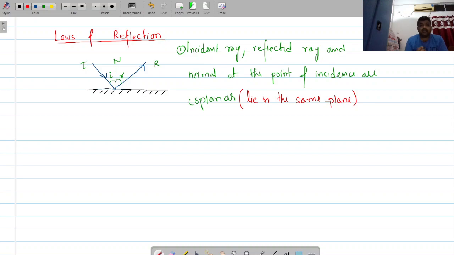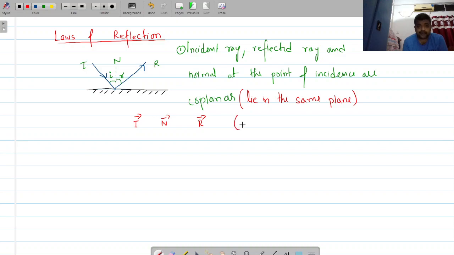Okay, now this is the first law. But what is the mathematical implication of this? The mathematical implication is, suppose I is the vector of the incident ray, n is the direction of the normal ray, and R is the reflected ray. So these are the vector representations of the incident ray, normal ray, and reflected ray.